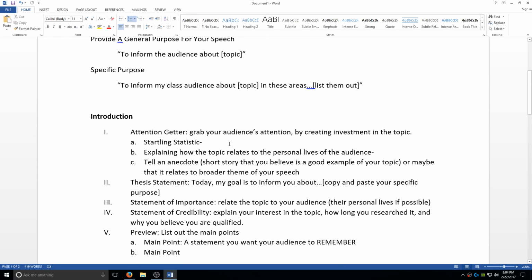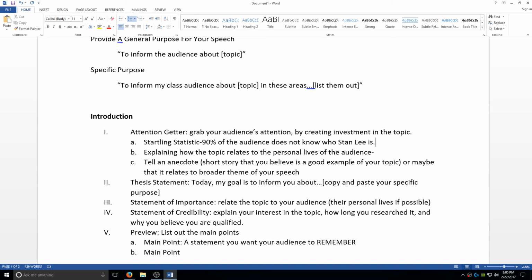If I had a startling statistic here, I might say something like, 90% don't know. That's a keyword outline because it's not explained. It's just 90% don't know. It's up to me to remember what the full sentence is. So that's a keyword outline. Now, if I wrote, 90% of the audience does not know who Stan Lee is, that's a full sentence. And that would be the kind of thing that I would like for you to do.